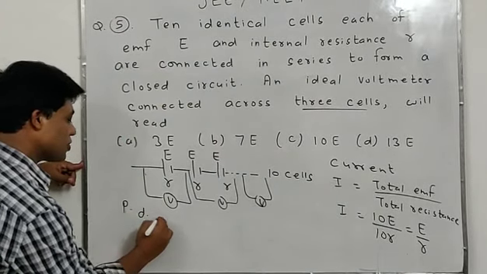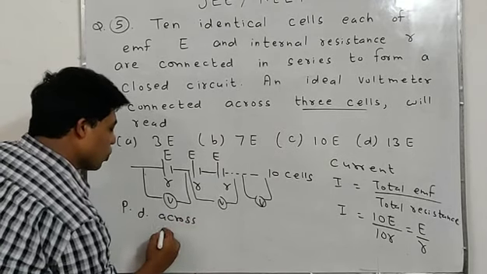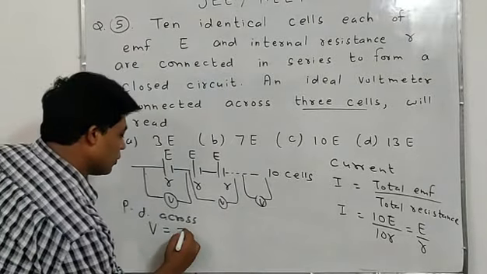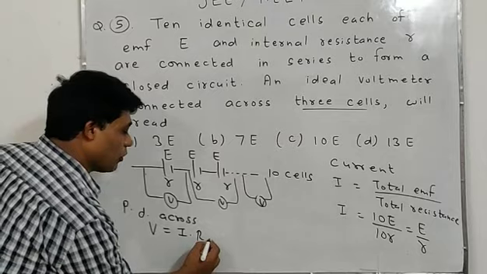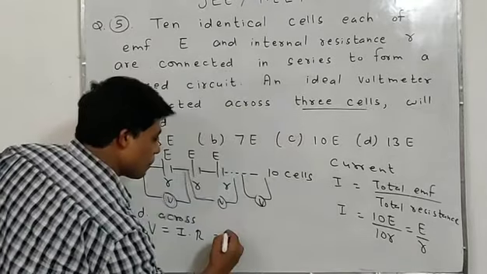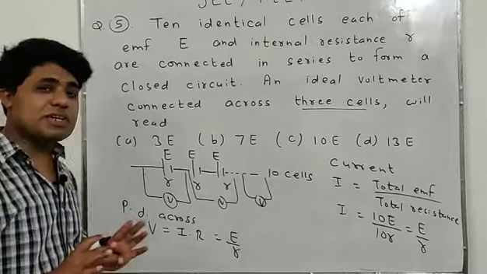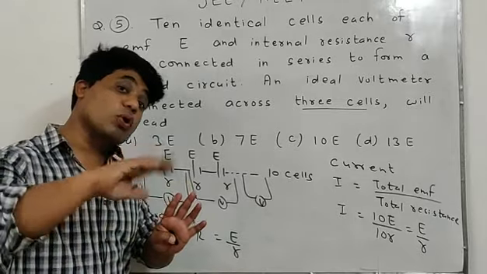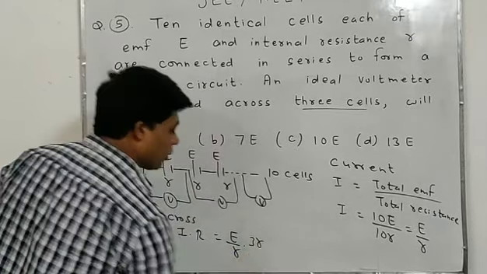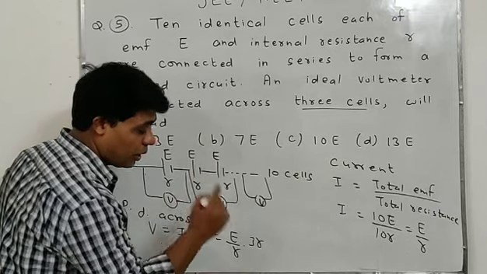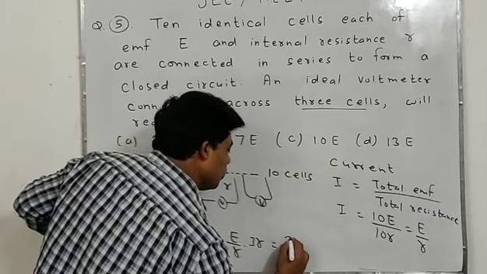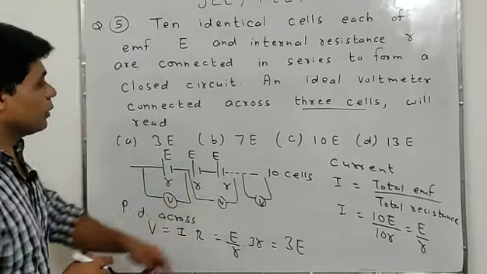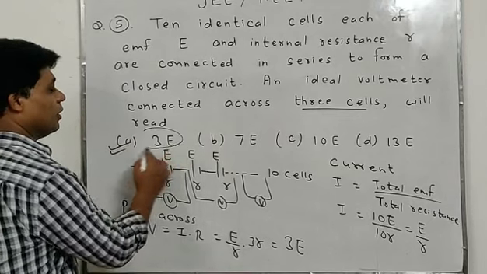Now we have to find the potential difference across the voltmeter. So what is the formula of potential difference? V equals I into R. Current we found as E by r. And as the resistance, the voltmeter is connected only with 3 cells, so we'll consider the resistance only of 3 cells. So it will be 3r, not 10r. r and r cancel out, 3 times E. So how much reading is taken by that voltmeter? That is 3E. So option A will be correct. 3E is the correct option.